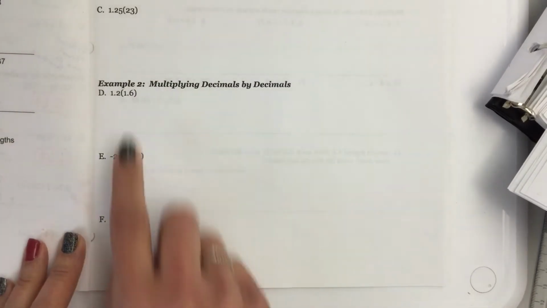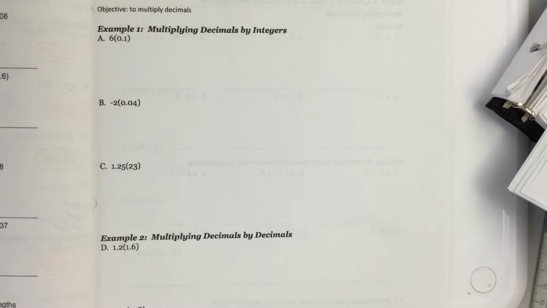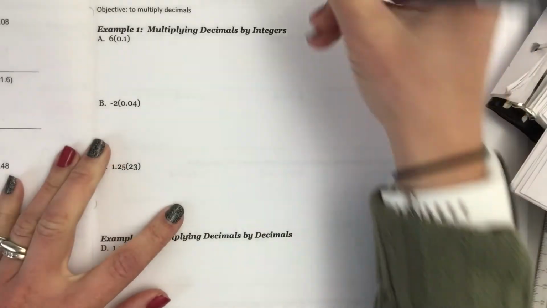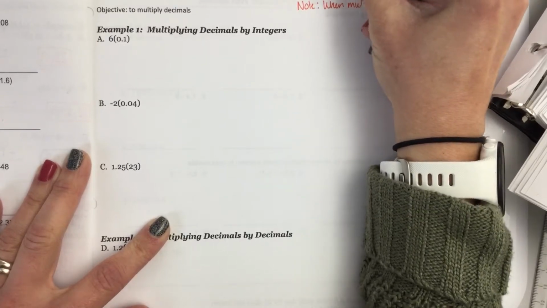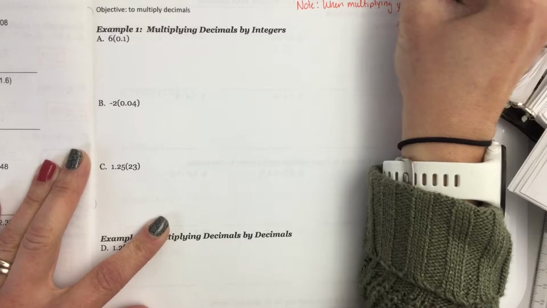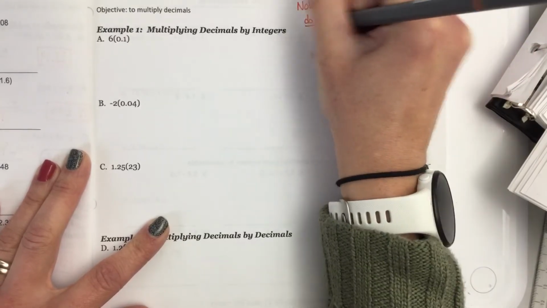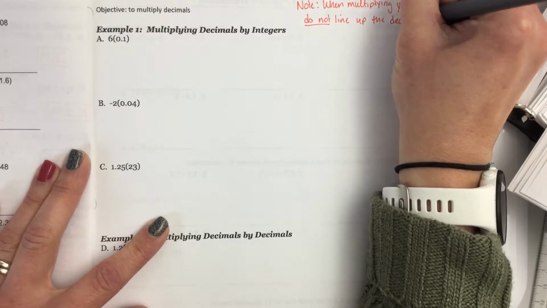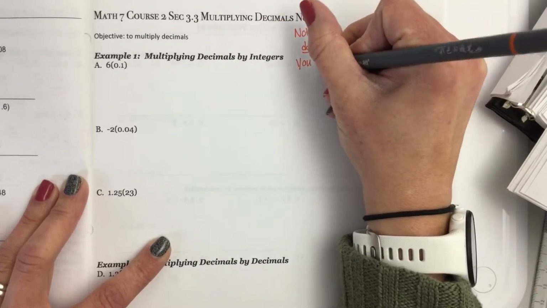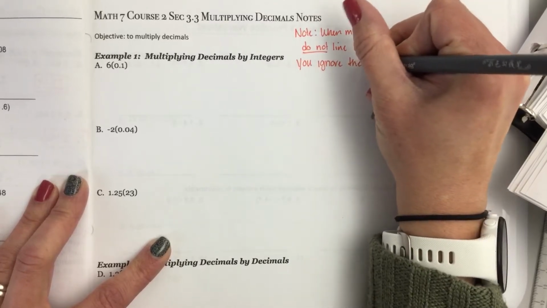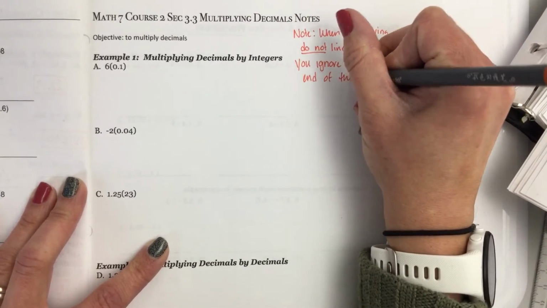And then the second three examples, we have 2 decimals. So these are going to be a little bit different than adding or subtracting. So the little fun fact or the note that I'm going to have you make here is that when multiplying, you do not line up the decimals. You ignore them until the end of the problem.